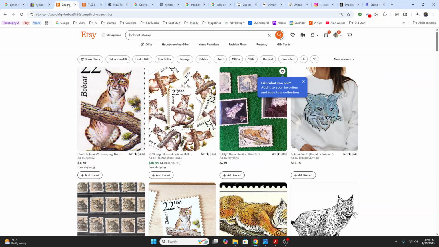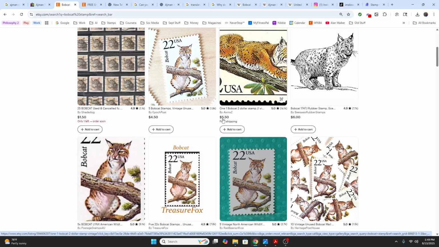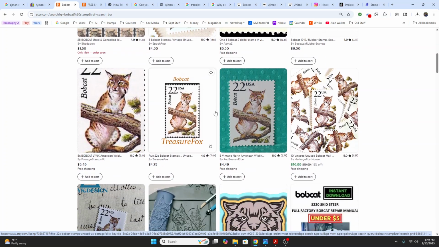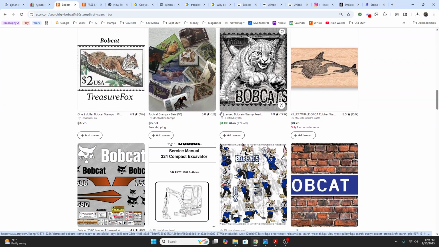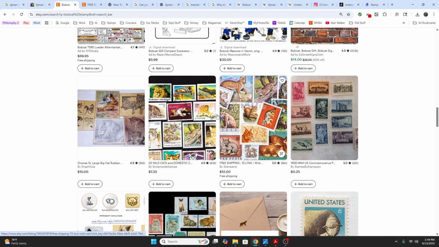Something else you can do is go to Etsy. So I did the same basic search at Etsy for bobcat stamp, and I couldn't find that specific stamp, but there's lots of other bobcat stamps, including one from the USA. And then if you scroll down, you're going to see sometimes there's collections. So look at these 2 collections right here. On the left, you see a collection of wildcats, and on the right, you see bobcats in particular.